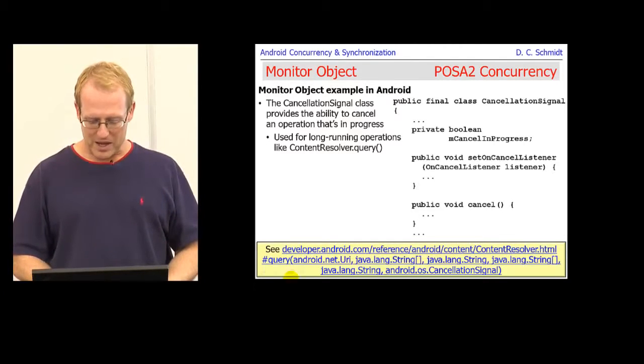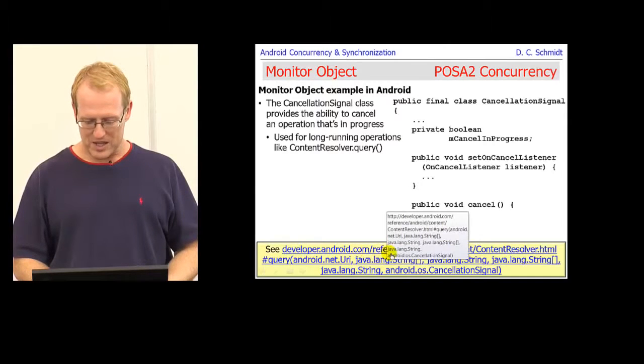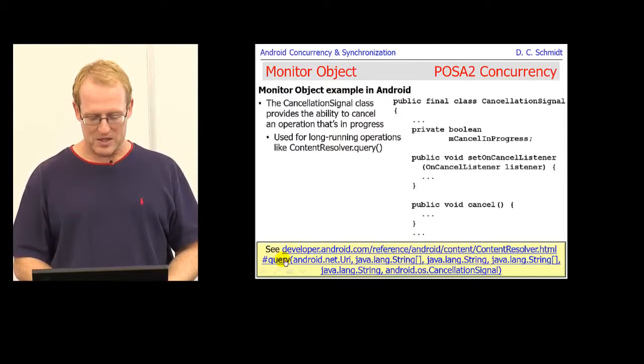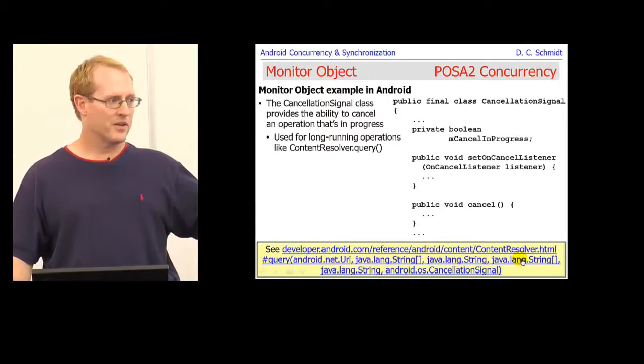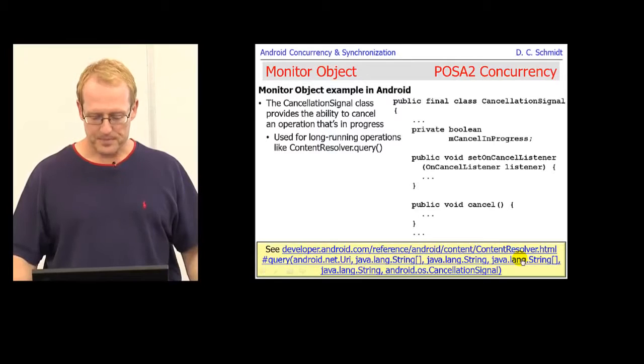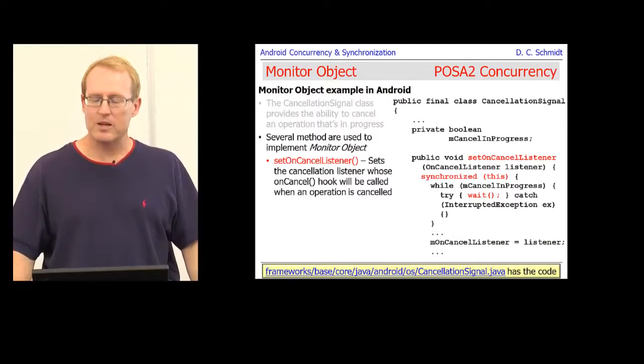And there's a method. If you take a careful look here, this is the documentation for the ContentResolver query method. You can see the last parameter is the CancellationSignal object. So you can make a CancellationSignal, and then you can later cancel it. And when you do this, some interesting things happen.